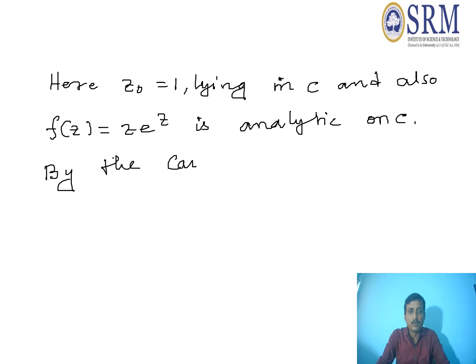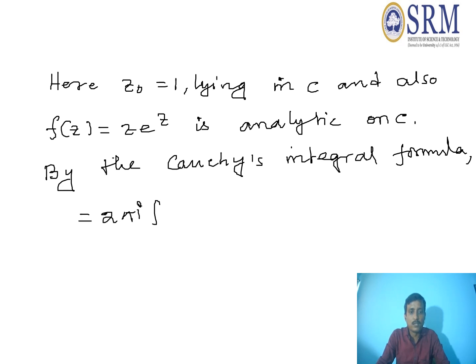By Cauchy's integral formula, what are we getting? That is equal to 2 pi i f(z naught). Okay, so what is f(z naught)? That means 2 pi i f(1). Is it clear? So 2 pi i f(1). What is f(z)? f(z) you already have. So that means it is 2 pi i e.